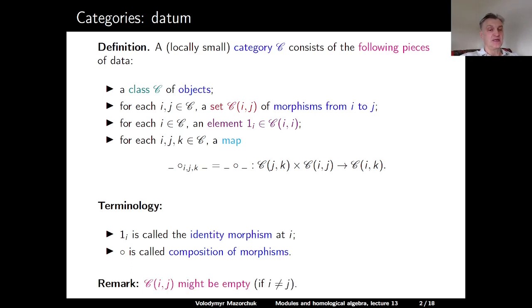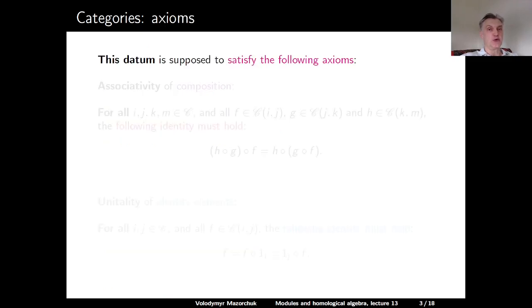Please note that the set C(i,j) might be empty, of course, if i is not equal to j. C(i,i) is never empty because it contains the identity morphism at i. So this is the datum which describes a category C, and this datum is supposed to satisfy the following axioms.